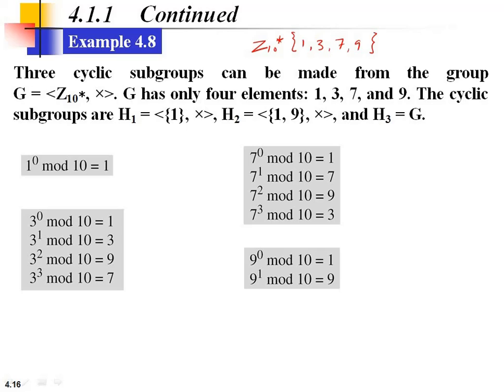And if one by one we find what elements they can generate, 1 can generate only 1, 3 can generate all the 4 elements, 1, 3, 9 and 7. 7 can again generate all the 4 elements, 1, 3, 9 and 7, and 9 can generate only 2 elements, 1 and 9. So mainly there are 3 subgroups, which we denote H1, H2 and H3. In this manner we can find out the cyclic subgroups for this group G.